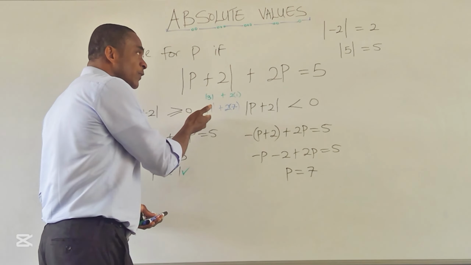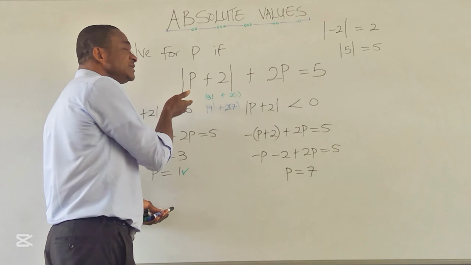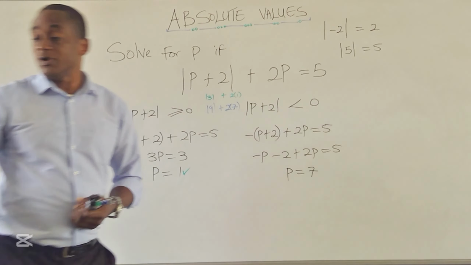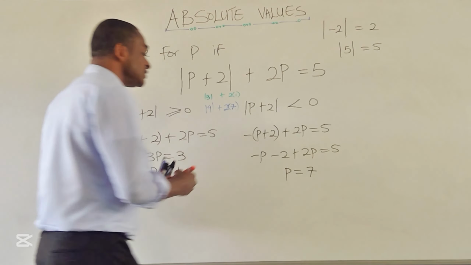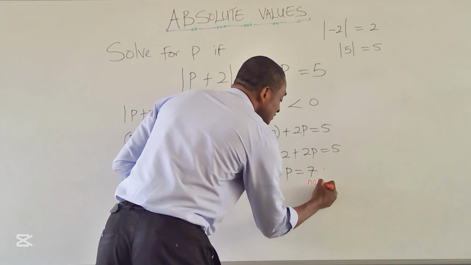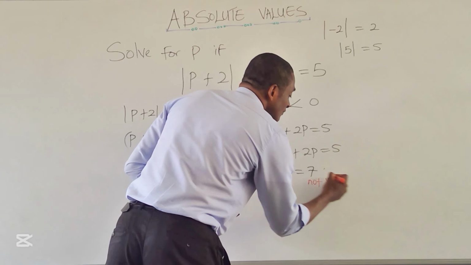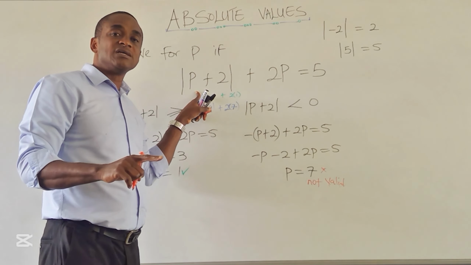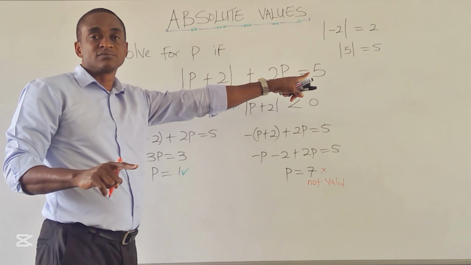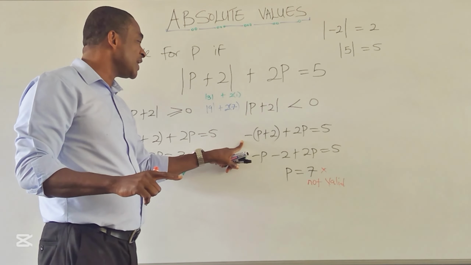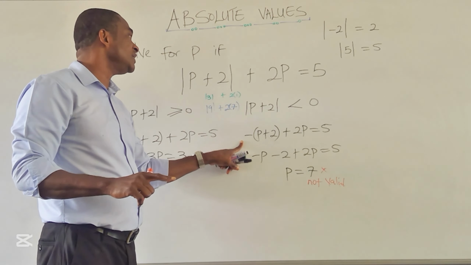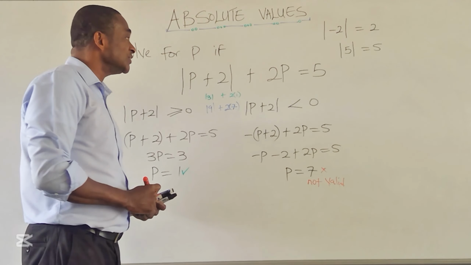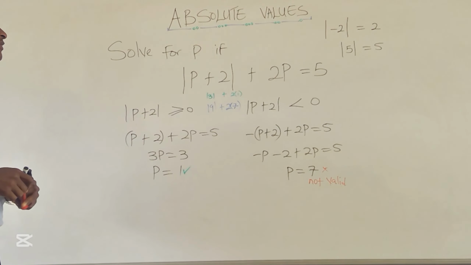So what they're telling us is that the value inside here couldn't have been a negative, because this would not be valid. We can say this is not valid, because p cannot be 7 and still satisfy these conditions. So it can never be a negative value in the absolute value bar. This is how we solve absolute value problems.